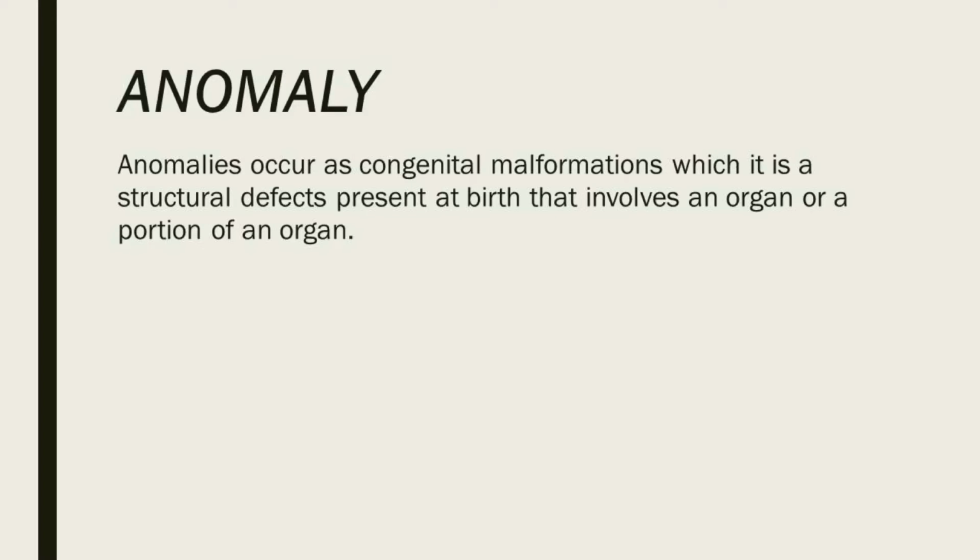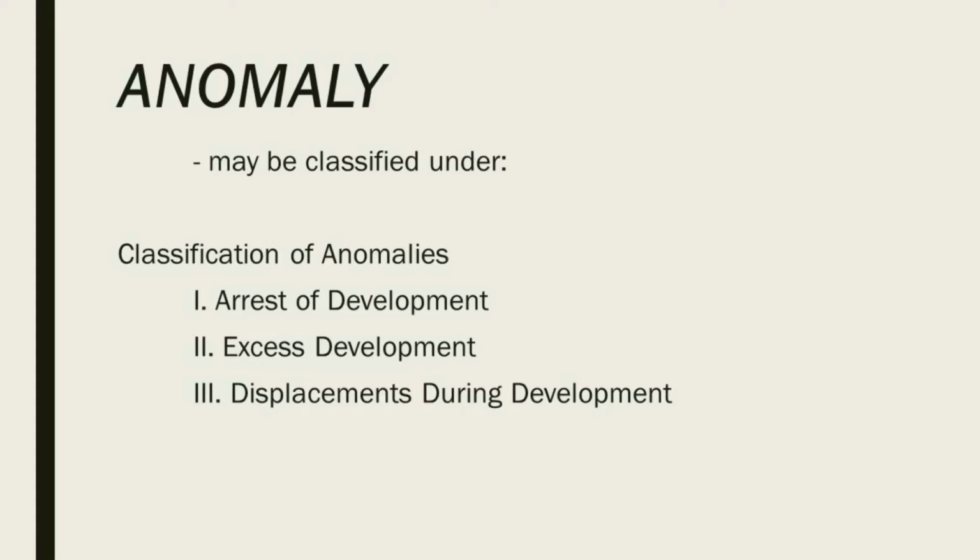Anomalies are congenital malformations, which are structural anomalies that develop at birth and include an organ or a portion of an organ. Anomalies are also caused by a range of factors, some of which are unknown. It is caused by a number of factors. The majority of them appear within the first week of conception. On the other hand, some may emerge later in the pregnancy. Anomaly may be classified under the arrest of development, second, excess development, and the third is displacement during development.